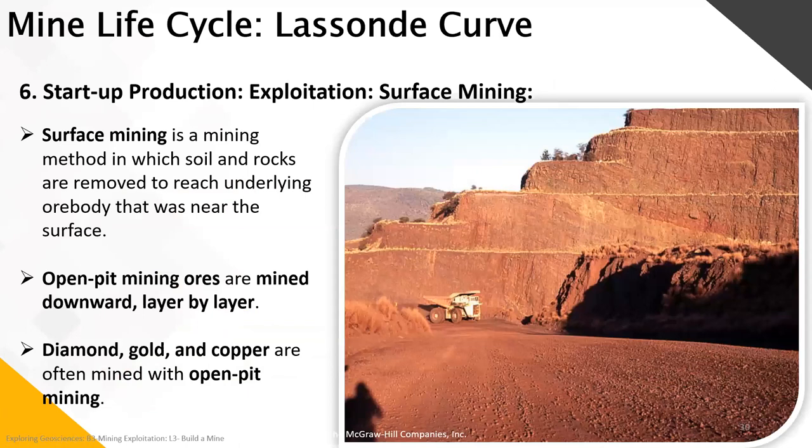So if I go through each method, just simple surface mining. What is surface mining? Surface mining is a mining method in which soil and rocks are removed to reach an underlying ore body that is near the surface. So we start from the surface and we go down in steps. And the dip of the steps is defined by the engineers based on the rock's hardness and solidity, or rheology. So open pit mining ores are mined downward layer by layer. Examples of this method would be diamond, gold, and copper mines, which are often done with open pit mining.